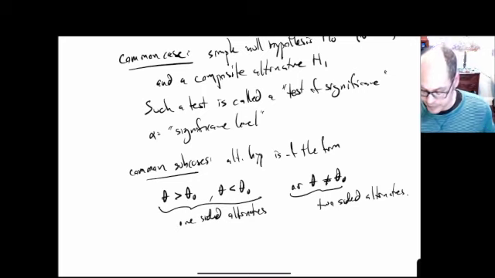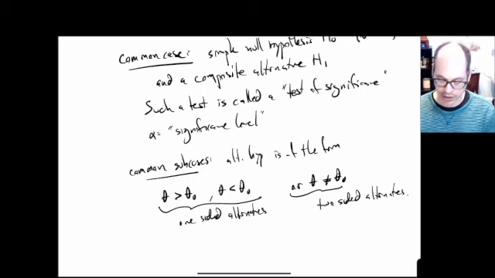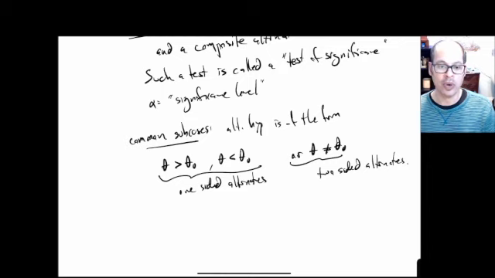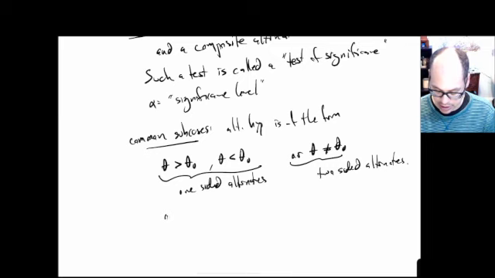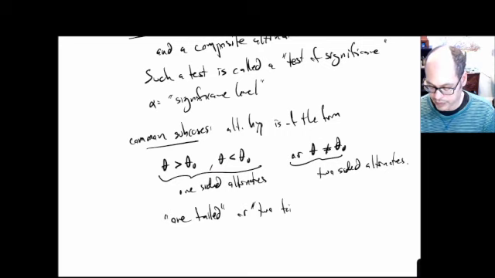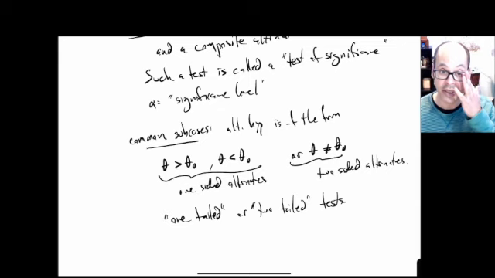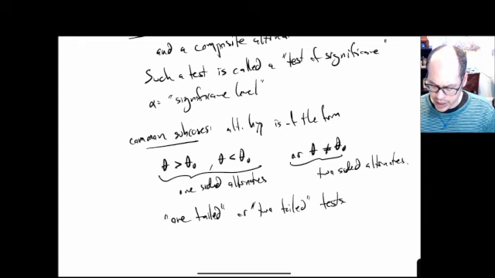These hypotheses would be one-sided or two-sided alternatives, and the tests would then be called a one-tailed test or a two-tailed test, depending on which of these you're looking at. So the corresponding test would be one-tailed or two-tailed. A lot of the examples are going to be of this form, and these come up rather frequently.